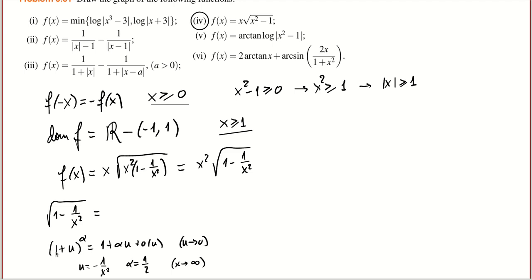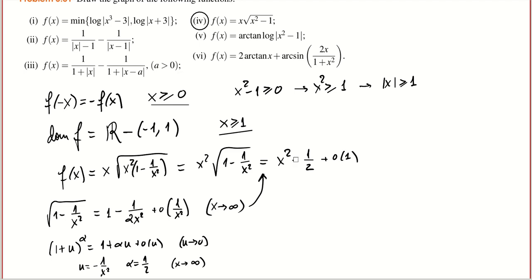So we substitute that and we get 1 minus 1/(2x squared), and this o(1 over x squared) is negligible with respect to 1 over x squared. This is o, of course, when x goes to infinity, right? All right, if we introduce this expression here and multiply by x squared, we get x squared minus 1/2 plus o(1).